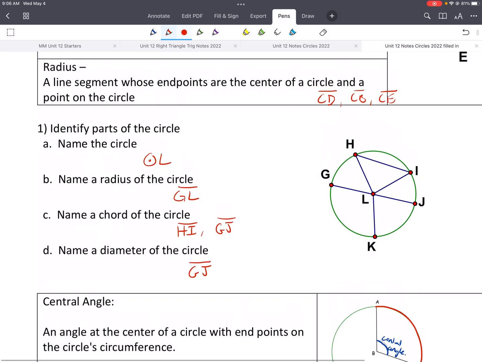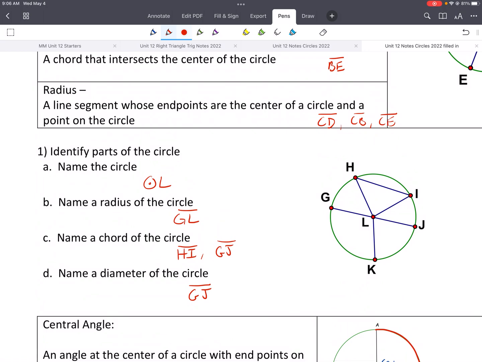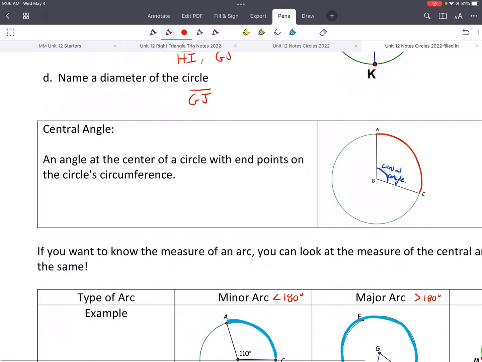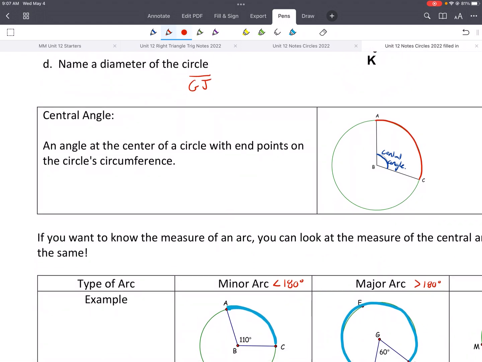All right, so that's just some vocab. We'll be talking about that through problems, so you have the vocab in order to talk about it. All right, so we're talking about 2 types of angles today. We're going to talk about central angles and another type of angle that's called inscribed angles.